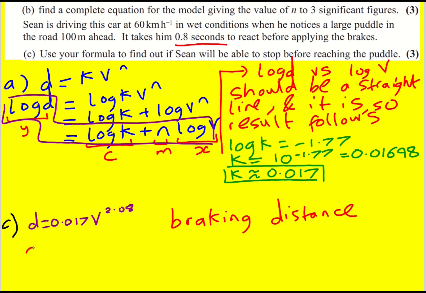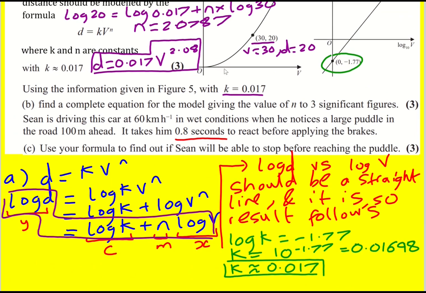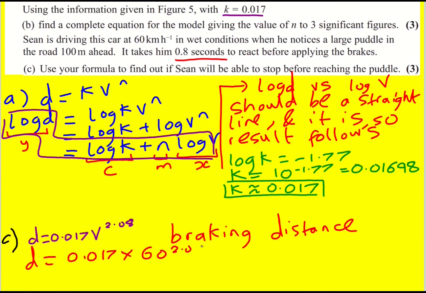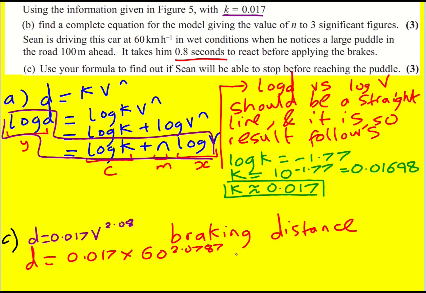So v is 60. That means d is going to be 0.017 times 60 to the 2.0787. Now, I'm not going to use the rounded one. It's always best practice to use the non-rounded, otherwise you can lose accuracy in your third significant figure. So 0.017 times 60 to the power 2.0787. I know I've rounded it here, but it's gone beyond the three significant figures. That gives 84.467.